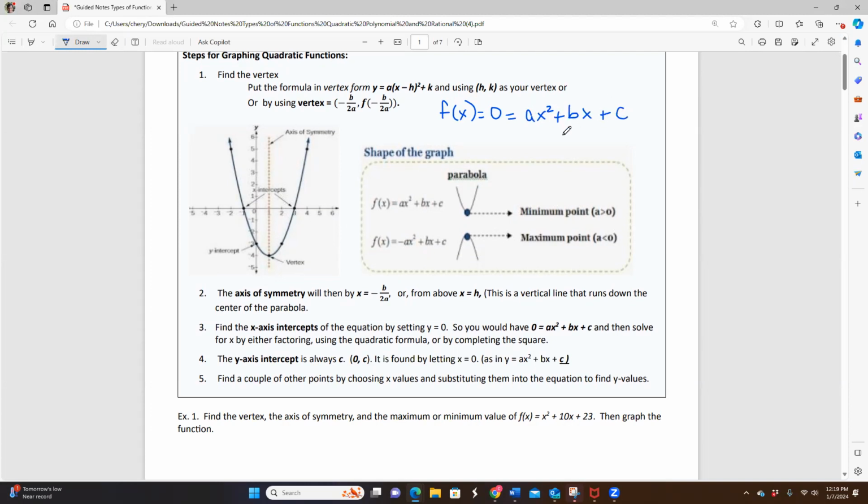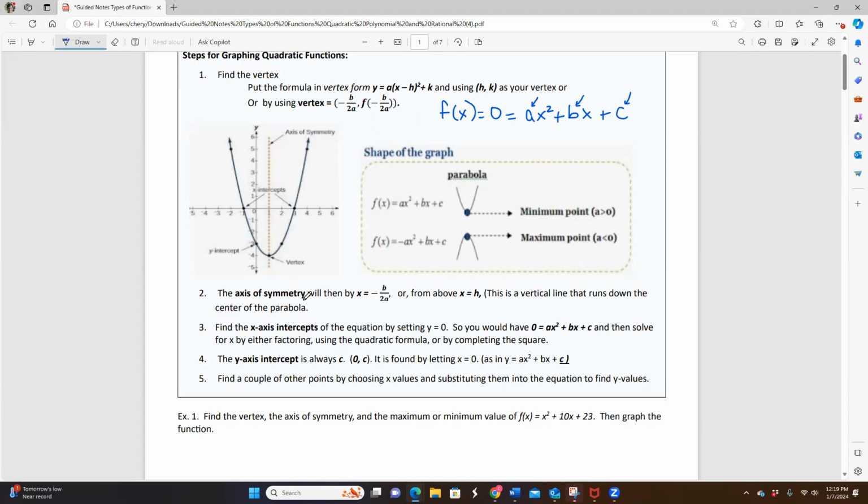So you set this function equal to 0, so all of the terms are on one side of the equation. Then your a is your number in front, or your coefficient of your x squared term. Your b is your coefficient of your x term, and your c is the constant term all by itself. Now, if you take a negative b over 2a, that'll give you the x coordinate of your vertex, and then plugging that in will give you the y coordinate of your vertex.